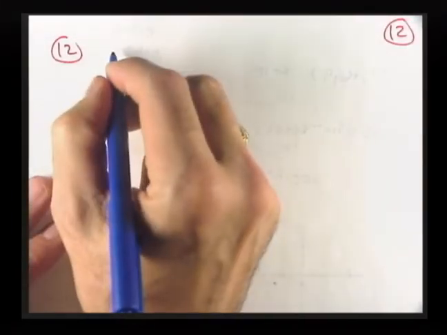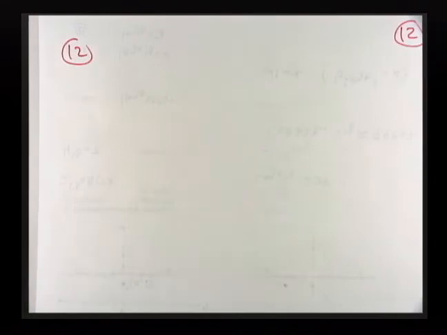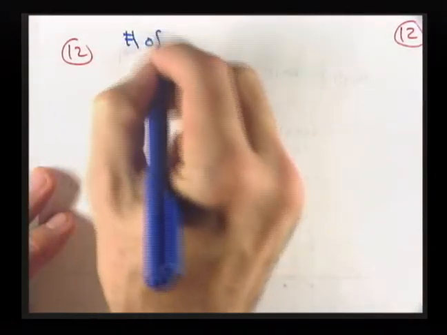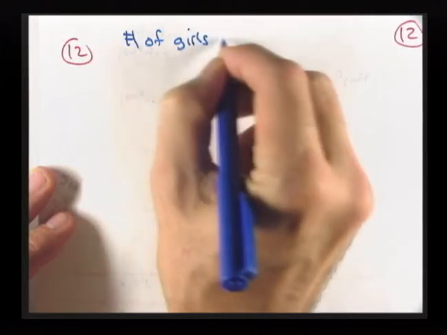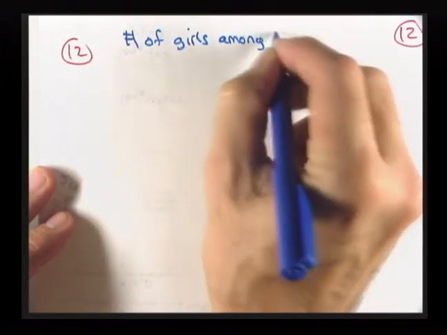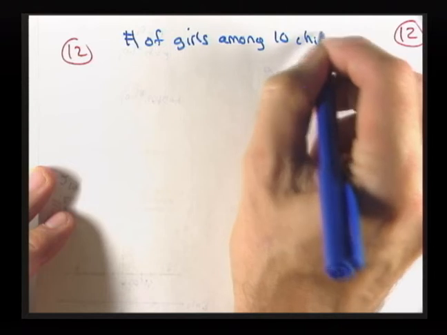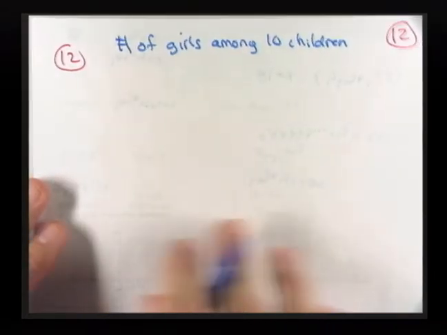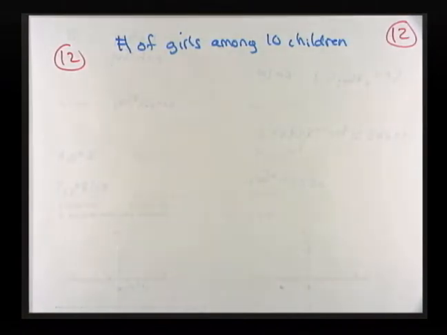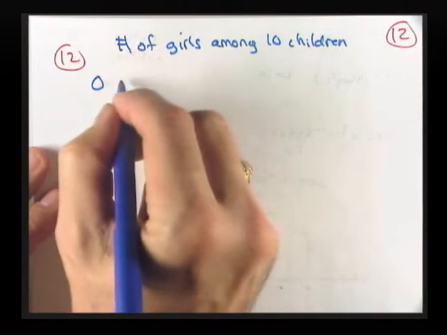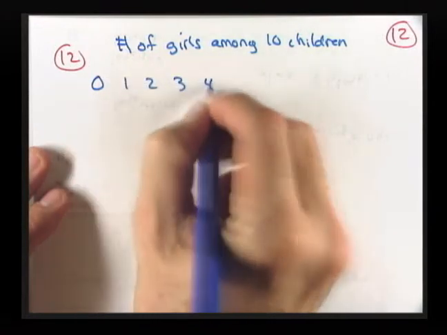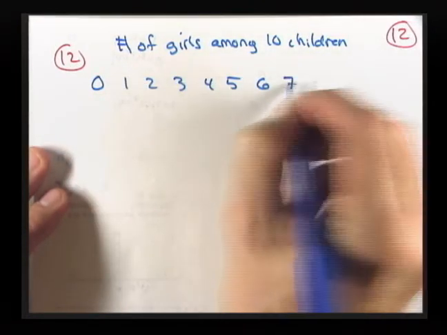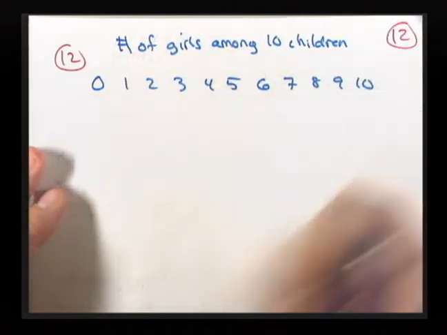And again, let's draw the sample space, all the different things that can happen, and let's list the number of girls among 10 children. What numbers should I list here? What could be our sample space? Good. 0 through 10. 0, 1, 2, 3, 4, 5, 6, 7, 8, 9, 10.